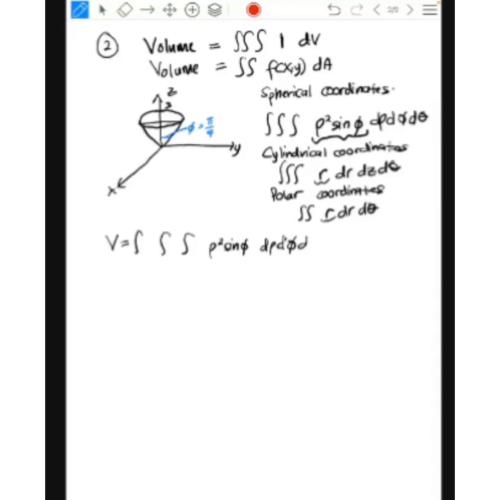Okay, so what is our rho? Rho is from 0 until 3. Phi is already been given also, 0 until pi over 4. And then the theta is 0 until 2 pi. Okay, theta tu ingat theta is this one. The projection on the xy plane you akan ada circle. Okay, and then this circle is a full circle. XY, full circle kan? Okay, so that's why it is from 0 until 2 pi. Dia patah balik.